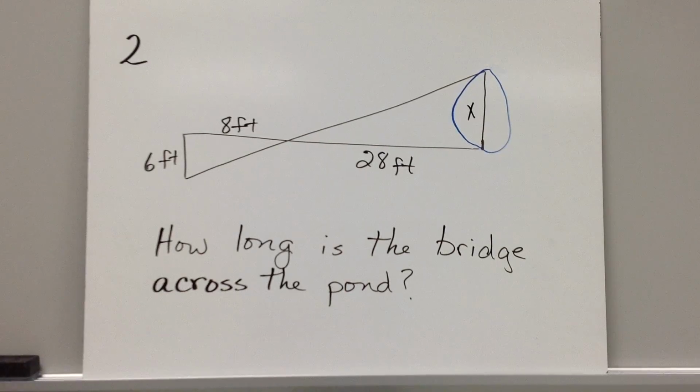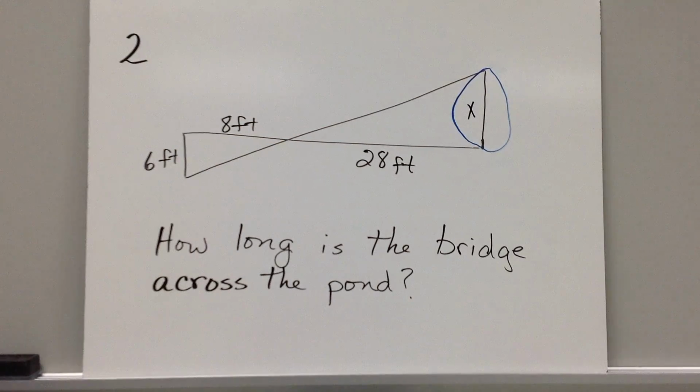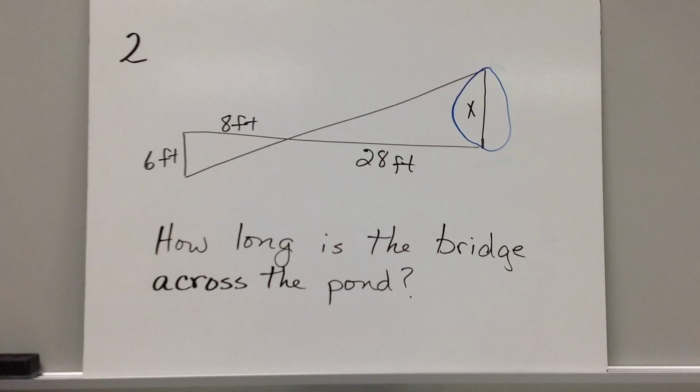Problem number 2. We have a little pond over here with a bridge across it. I have drawn similar triangles, and I want you to find out how long the bridge across the pond would have to be.